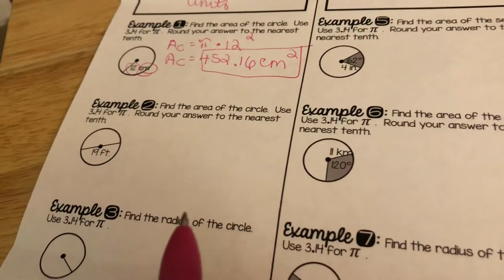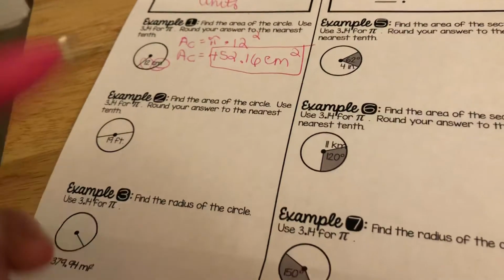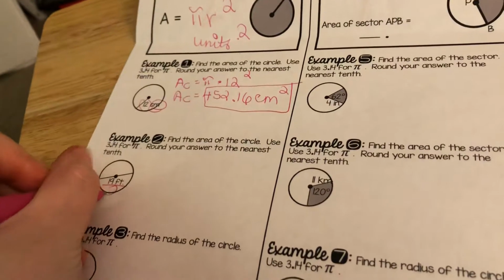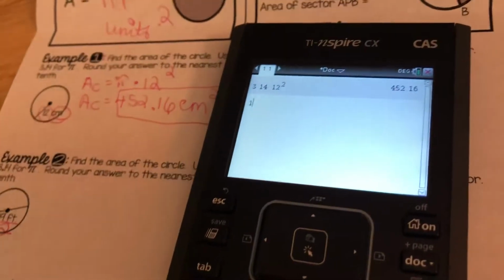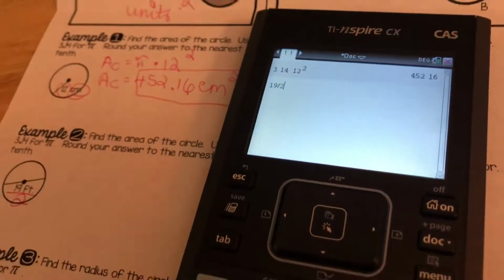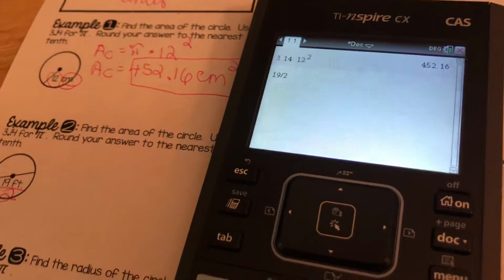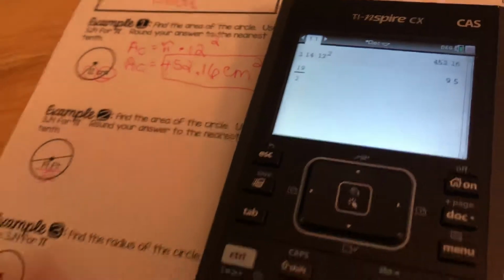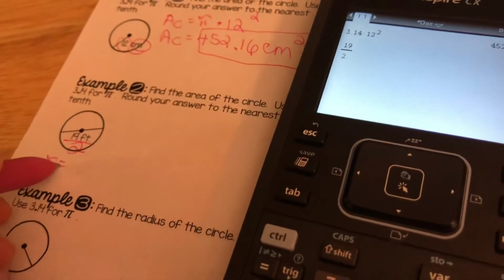All right, so for the next one, we're going to say find the area of the circle. This time you have a diameter of 19. So to get your radius, you divide this by 2. So in the calculator, we're going to do 19 divided by 2 with a decimal. And that's going to give us 9.5, sorry. So the radius is equal to 9.5.